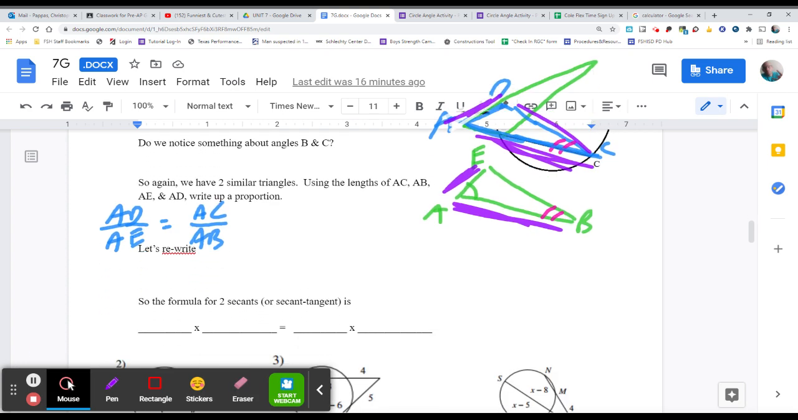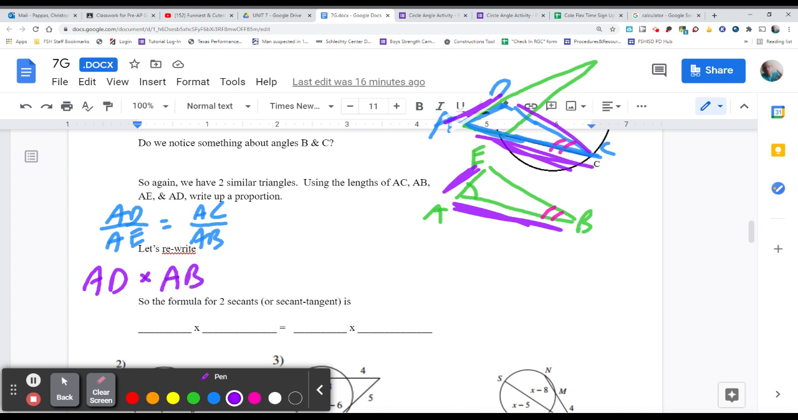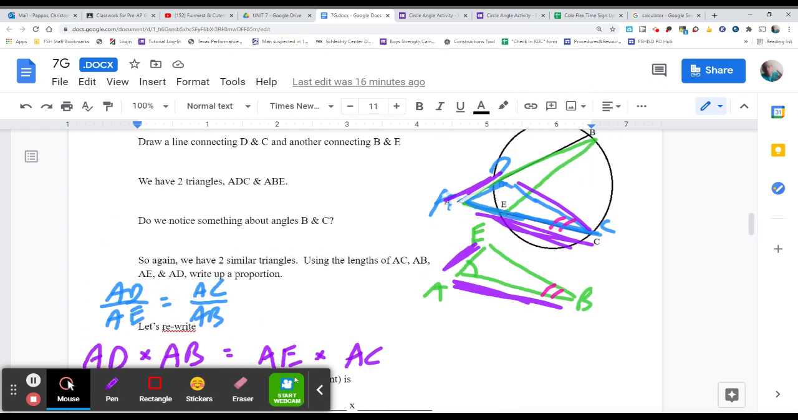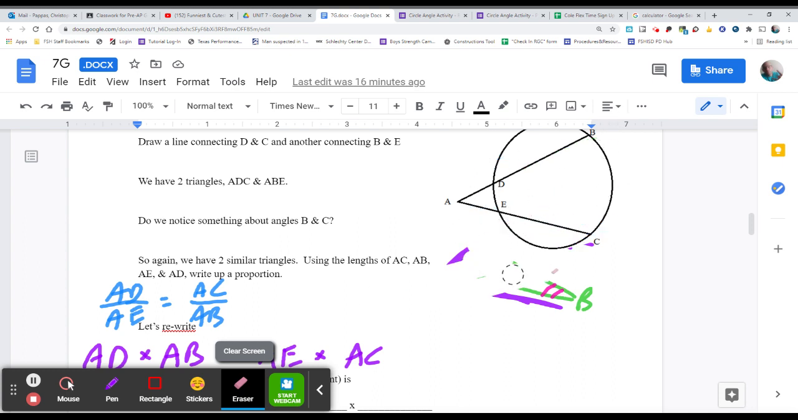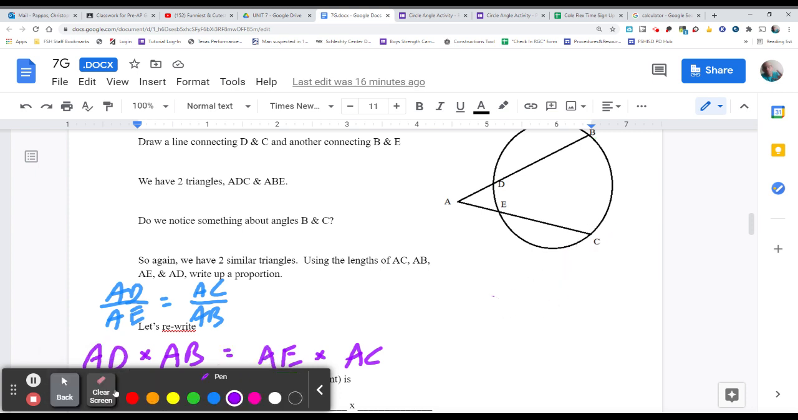So if we were to rewrite that again, when we rewrite proportions, it's to cross multiply. So we get AD times AB is equal to AE times AC. Now let's look back at our picture here, and I want to make a formula that's more words. Okay. So if I'm just looking at these two secant segments right here.